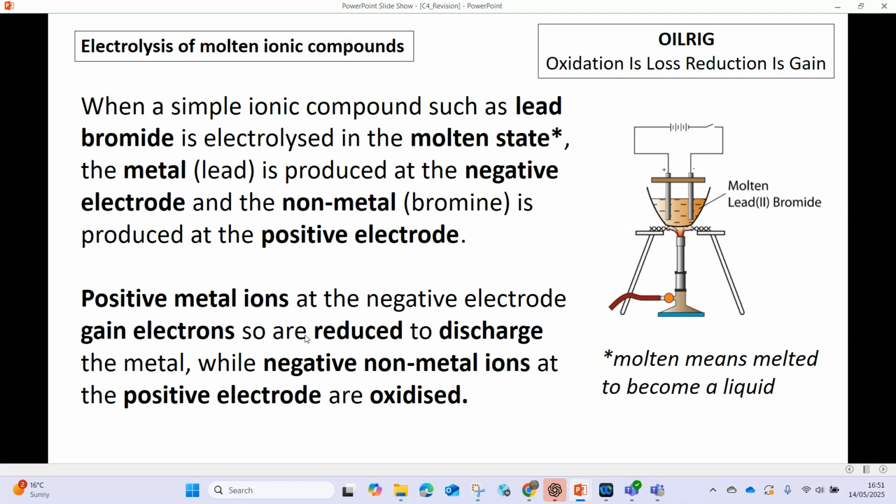So lead bromide is electrolyzed in the molten state. The metal is produced at the negative electrode, and the non-metal is produced at the positive electrode. The positive metal ions at the negative electrode gain electrons and are reduced, and this discharges the metal. This makes the metal come out of the molten lead bromide, while negative non-metal ions at the positive electrode become oxidized. Let's have a little look in more detail at what is actually happening here.